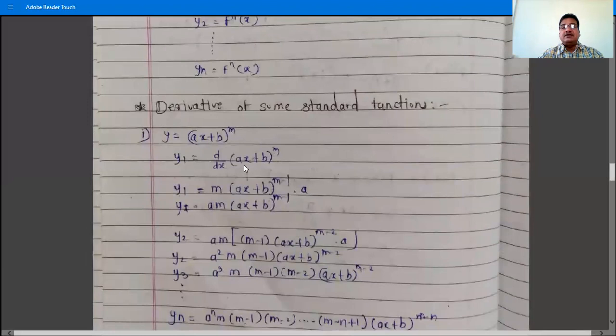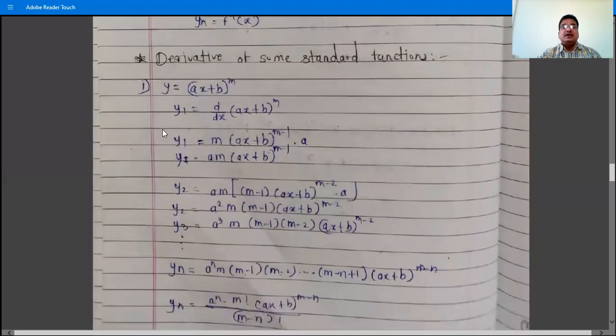Then derivative of some standard functions. First, (ax plus b) raised to n, nth order derivative. We have to find the nth order derivative of this. So the question is, if y is (ax plus b) raised to m, then find yn, that is the nth order derivative. So y1, its derivative, is what? m (ax plus b) raised to m minus 1 into the derivative of ax plus b, which is a.